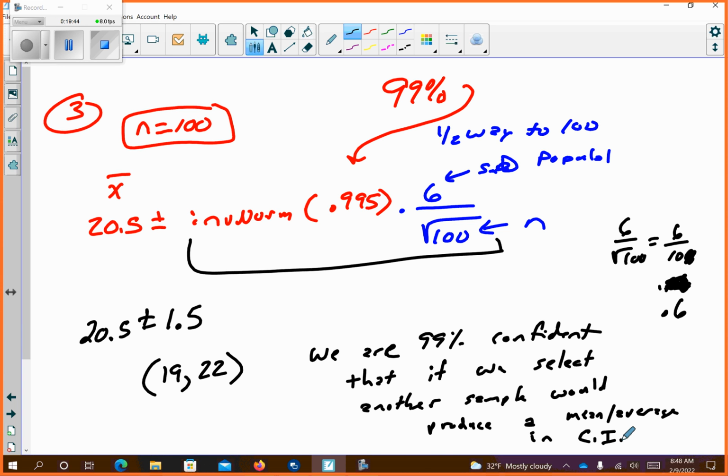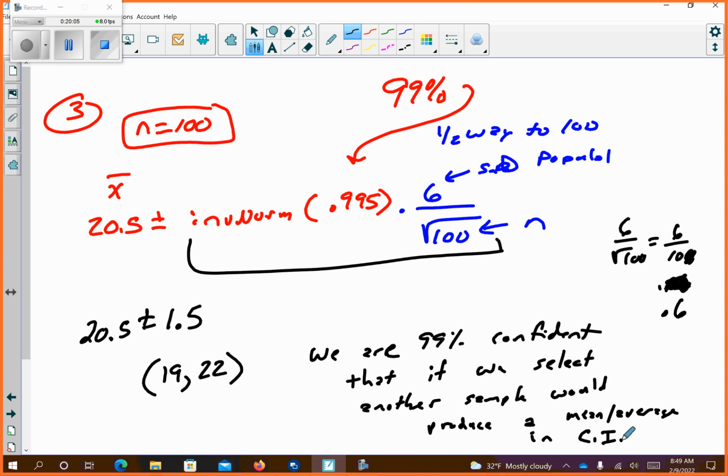Okay, so all 3 of those problems are probably really good problems to have in a place that you're going to use them. Okay, and I think the most important thing is recognizing when you use the Z versus the T. Have that highlighted somewhere where you know you're going to go to it.